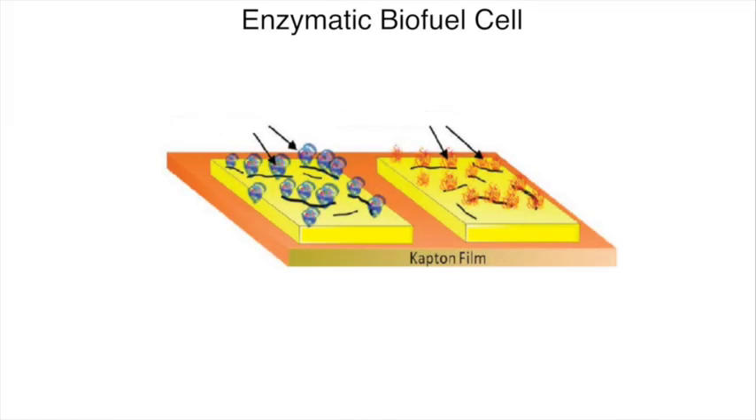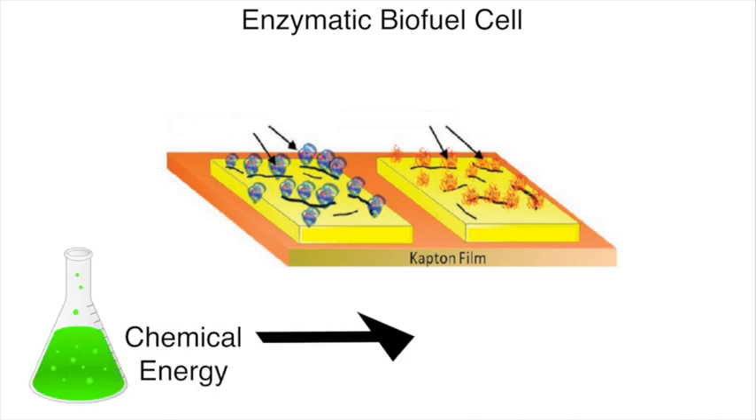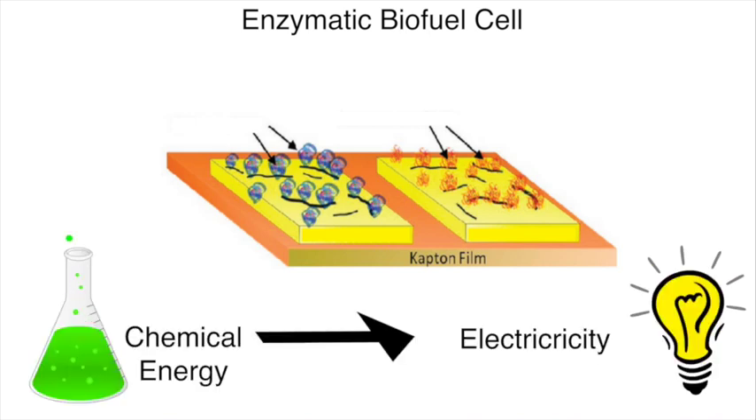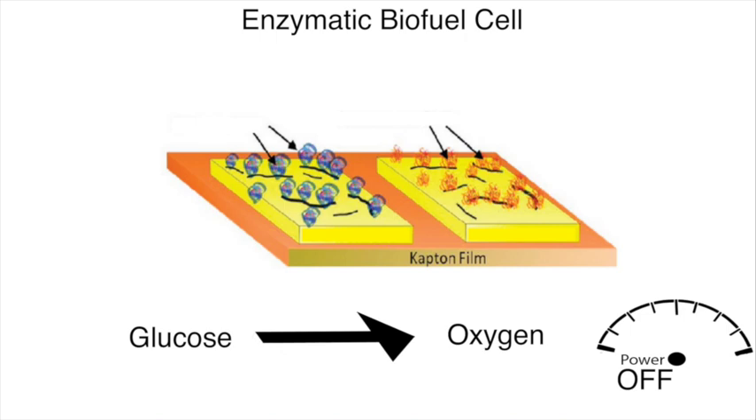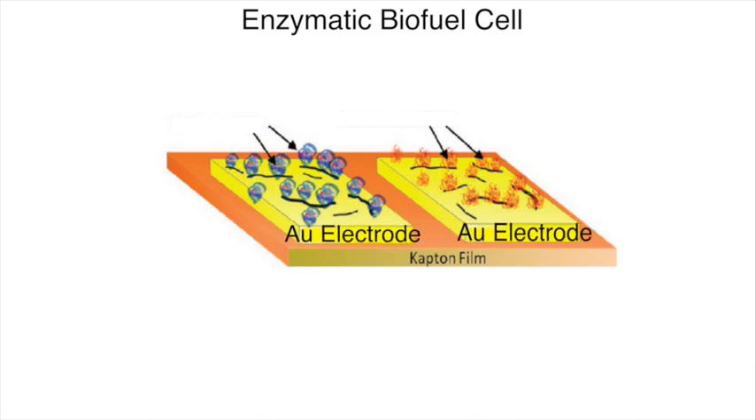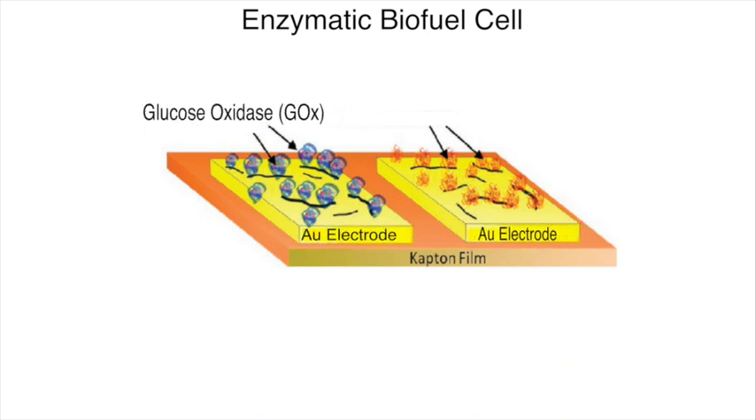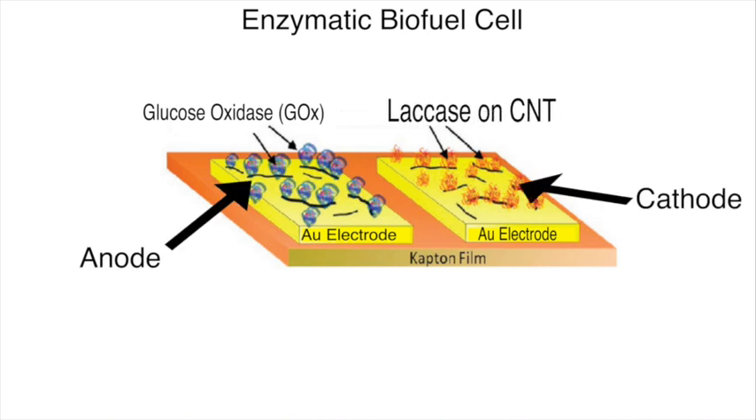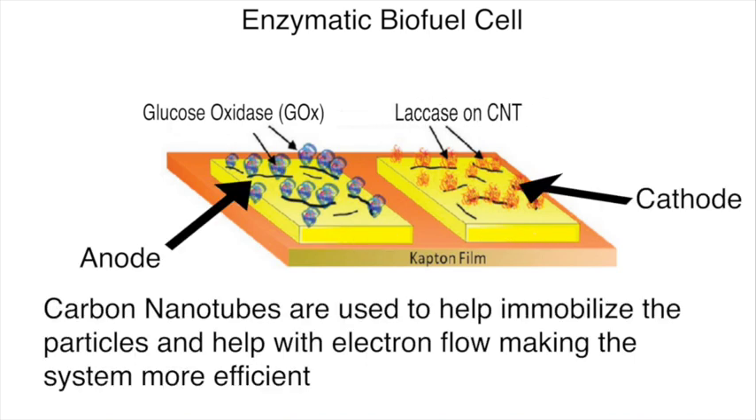This enzymatic biofuel cell is used to convert chemical energy into electricity. This one can convert energy from glucose and oxygen that are carried by your blood cells, and will be able to power the sensor to alert you if your glucose levels are too low. The gold electrodes were patterned onto Kapton film. The glucose oxidase acts as an anode, and the laccase acts as a cathode. The carbon nanotubes are used to help immobilize the particles, and they help with electron flow, making the system more efficient.